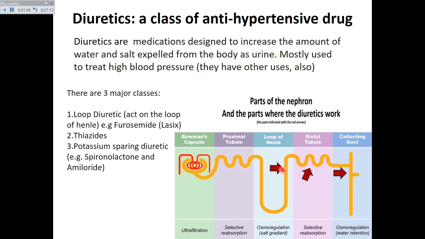Loop diuretic inhibits this transporter. It is called loop diuretic because it acts on the loop of Henle.